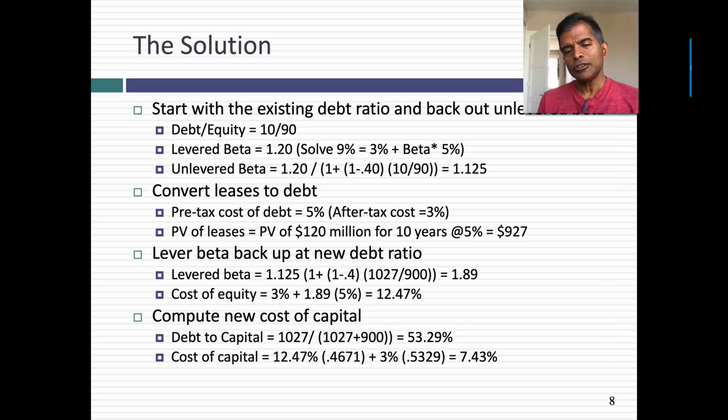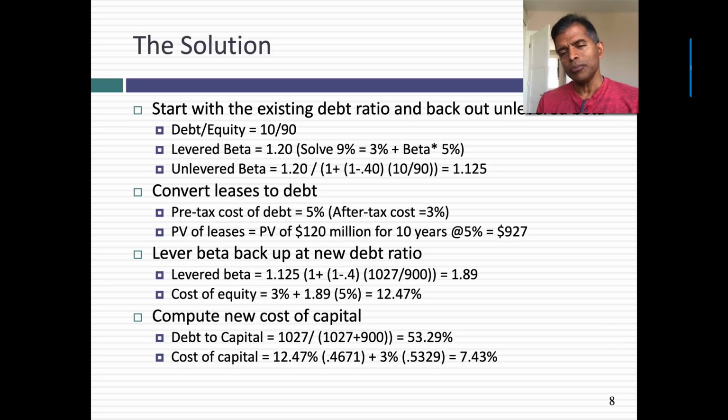Second step, I convert leases to debt. Basically, this requires you to take the lease commitments, 120 million for the next 10 years, and you discount them at the pre-tax cost of debt. The reason we use pre-tax is the lease expenses are pre-tax. And I get a present value of 927 million.